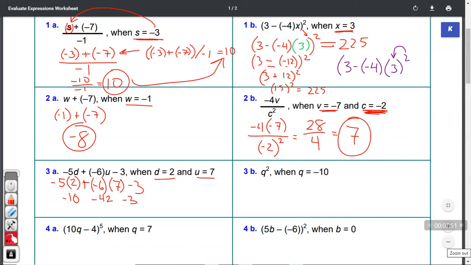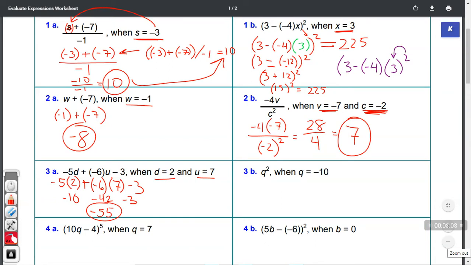All right, so I have a negative 10, negative 42, negative 3, and altogether I get a negative 55 on that one. You can plug that into your calculator as well to double check it, make sure you're good. Let's look at our next one. This is just a test. Can you square a negative in the calculator?